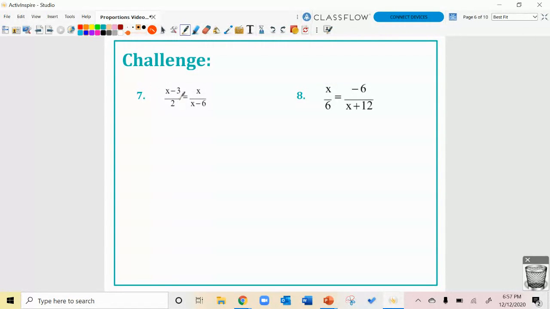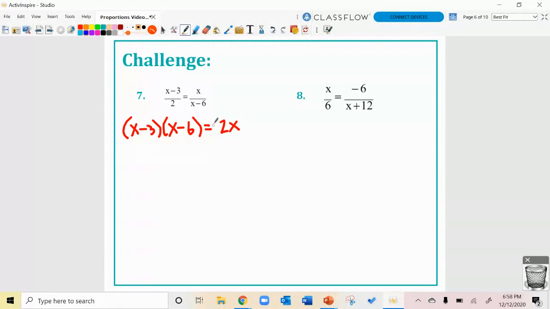I see X in a lot of places for number 7, and 2 places for number 8. I'm going to start it off, and I'm going to do the same thing I have done. Okay, so I've got X minus 3 times X minus 6 equals 2X.